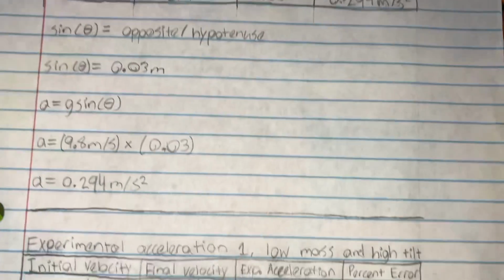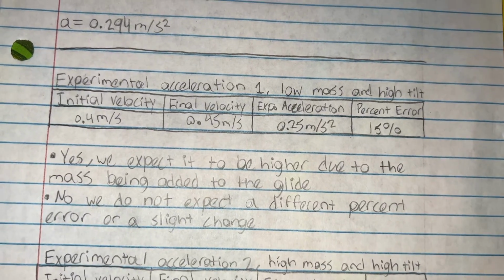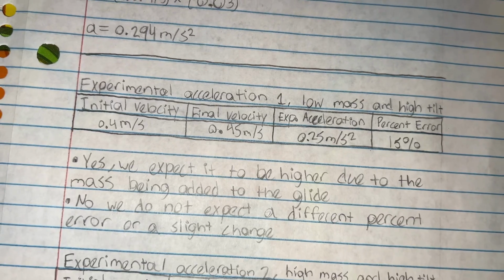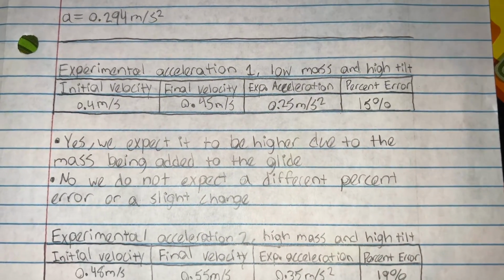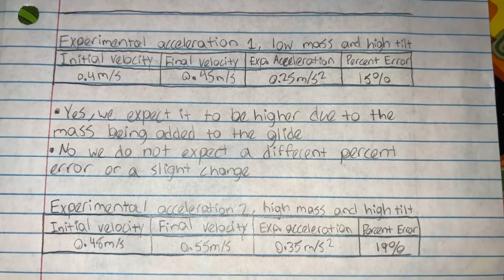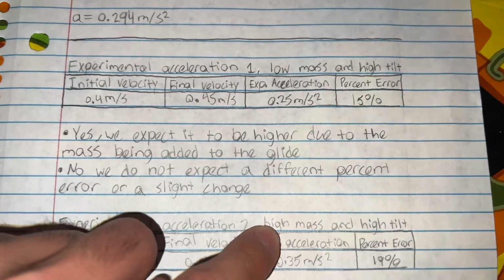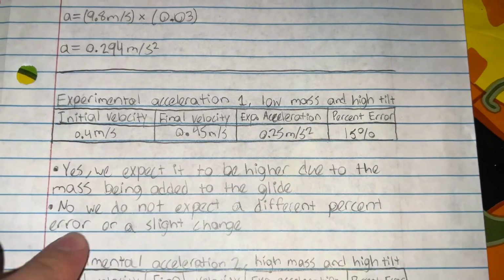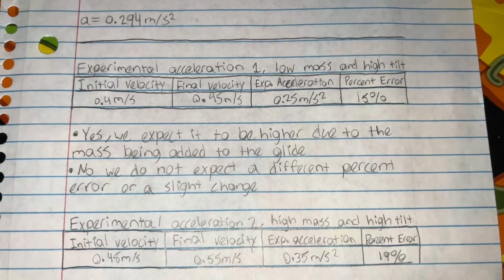So now we were asked two questions. First, are we expecting a different acceleration? And are we expecting a different percent error? My team and I went ahead and said that yes, we expect the acceleration to be higher due to the mass being added to our glide, since this was a low mass and this is now a high mass. And we put that we are not expecting a different percent error, or if we are, it's going to be a slight change, nothing really significant.